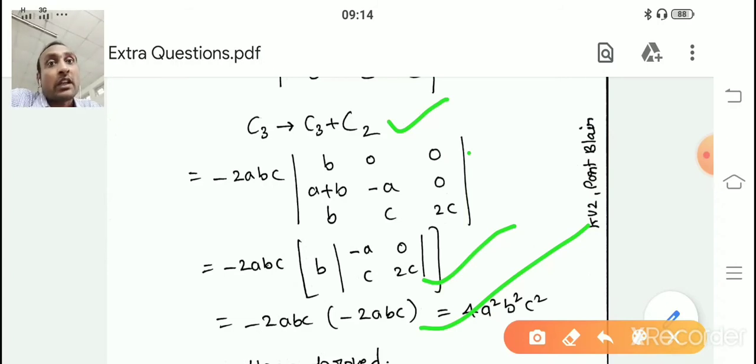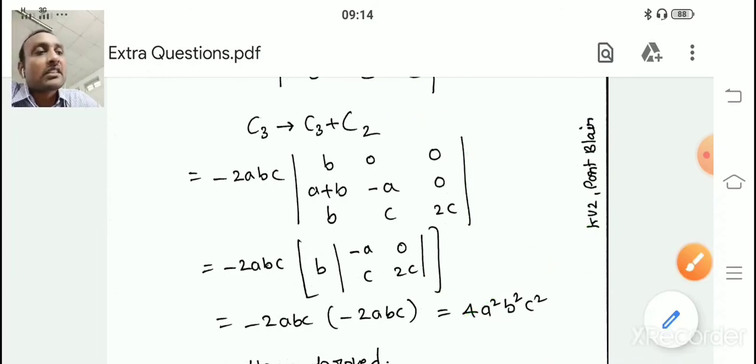But whatever operations you are applying, they must be properly and reasonably applied according to your wish. You should not do some operations where you neither get 0 nor get a common factor. Why do you apply that operation? You should either get 0 or get a common factor or both, then you apply the operation.